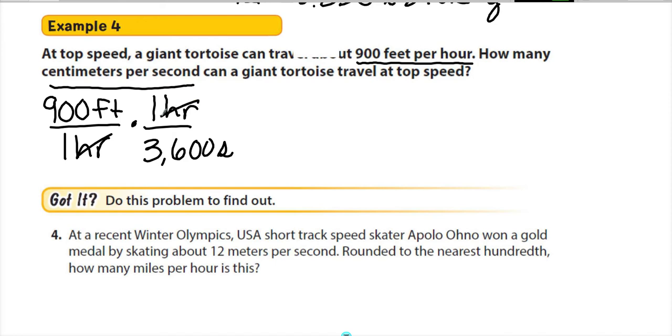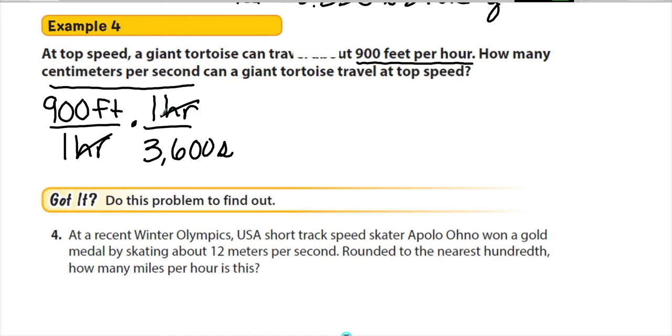But instead of feet, I need it in centimeters. So you need to go back to your chart. I don't know how yours is set up, but if you need to turn the page, whatever you need to do there. We need to go from feet into centimeters, so we're going to have to figure that out.